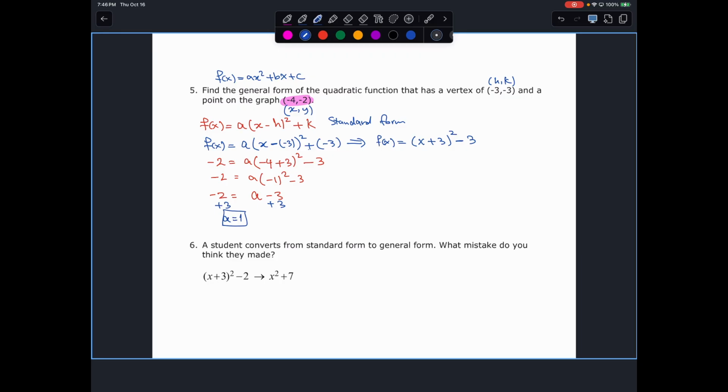How do we make it into a general form? We're going to FOIL this one. Okay, how do we FOIL? This is x plus 3 times x plus 3. You could do the square method as well, or the box method. X plus 3, x plus 3: x squared, 3x, 3x, 9. And then you're going to say it's x squared, and add these together, 6x plus 9.